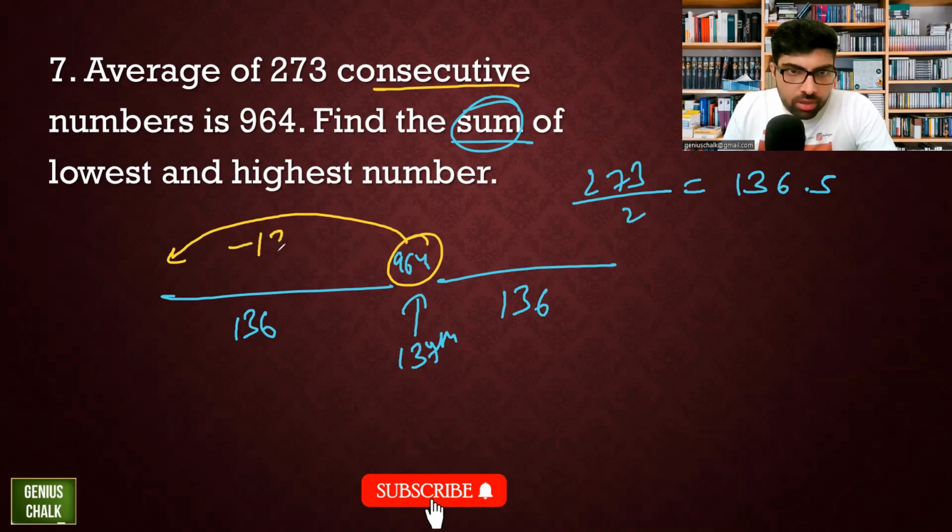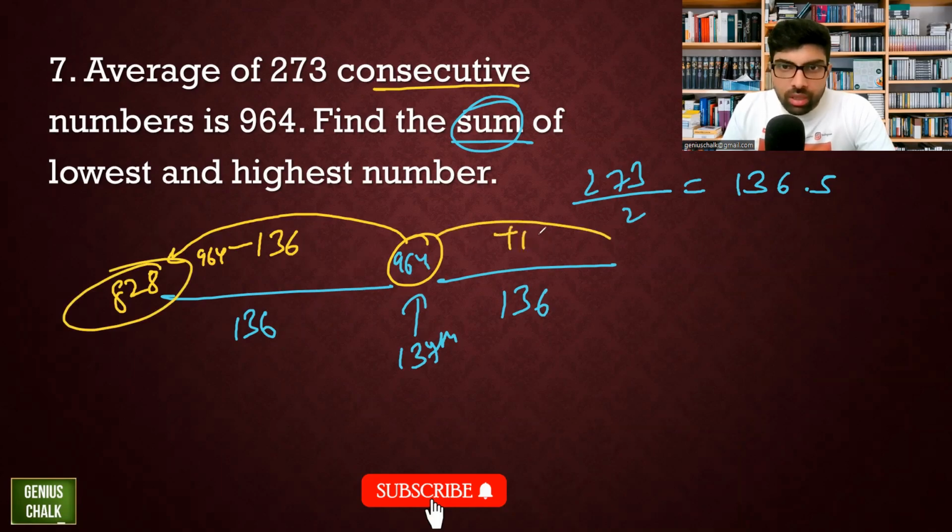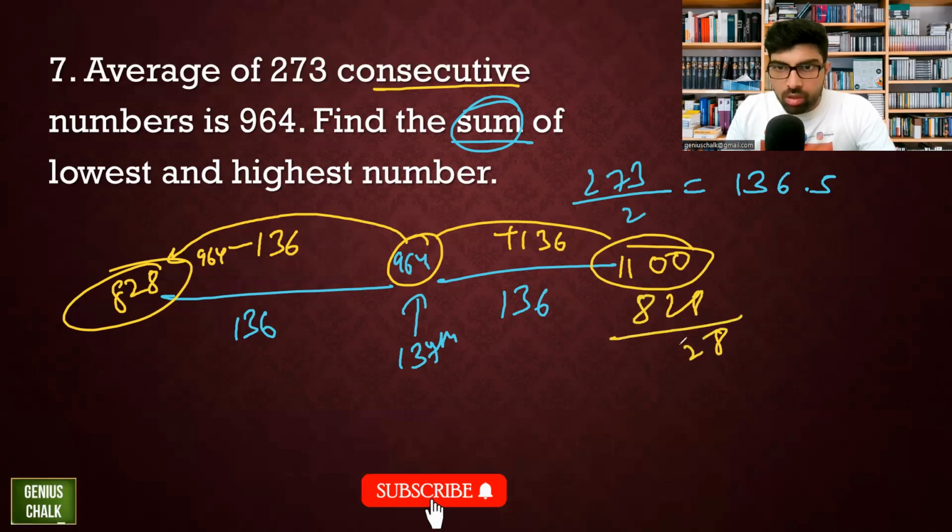For the lowest number, every number is consecutive, so we need to go back 136 numbers behind. So it is 828. Next, go 136 numbers ahead. So 1100. So what is the sum? 828 and 1100, the first and the last, lowest and the highest. This is one way to solve.